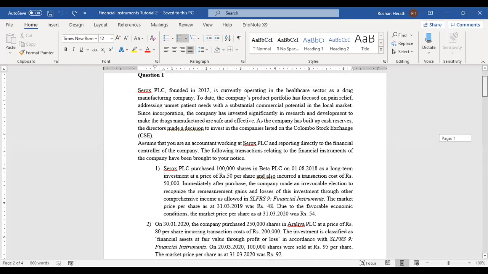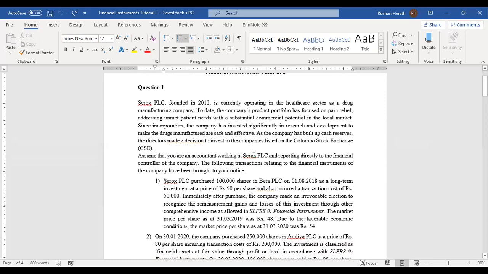Right. So we may see the case. It was the Xerox PLC, founded in 2012, is currently operating in the healthcare sector as a drug manufacturing company. To date, the company's product portfolio has focused on pain relief, addressing unmet patient needs with a substantial commercial potential in the local market. Since incorporation, the company has invested significantly in research and development to make sure the drugs manufactured are safe and effective.